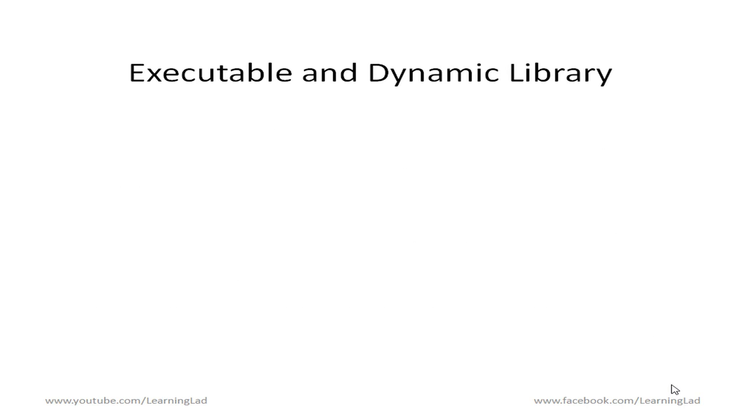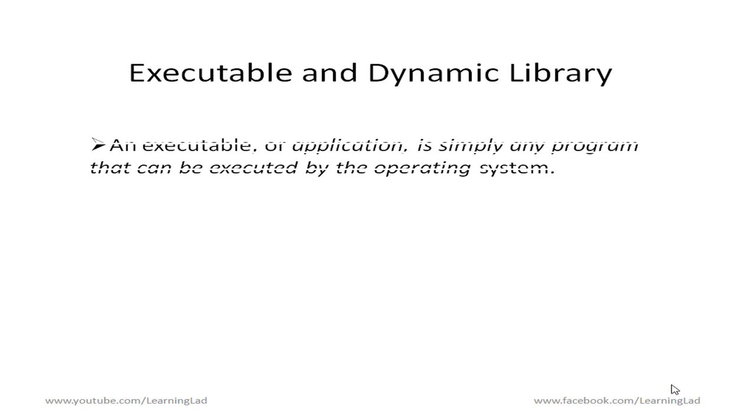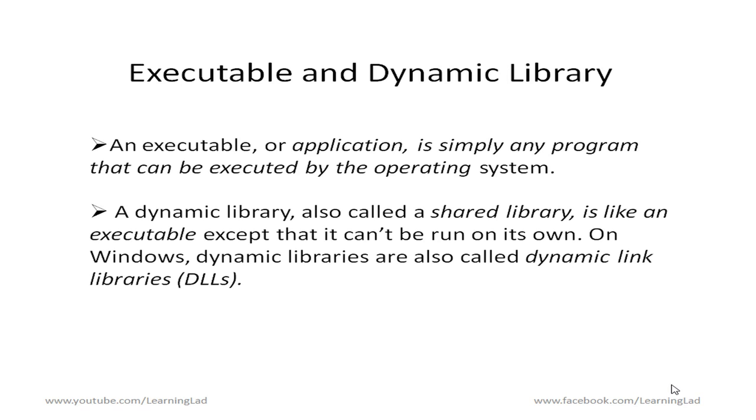So now we're going to see what is an executable and a dynamic library. An executable or application is simply any program that can be executed by the operating system. For example, we have Notepad and WordPad and any other applications which we execute on our computer. The operating system can easily execute them. A dynamic library, also called a shared library, is like an executable except that it can't be run on its own. An application file can make use of these dynamic library files. On the Windows operating system, these dynamic library files are also called DLL files or dynamic link libraries.